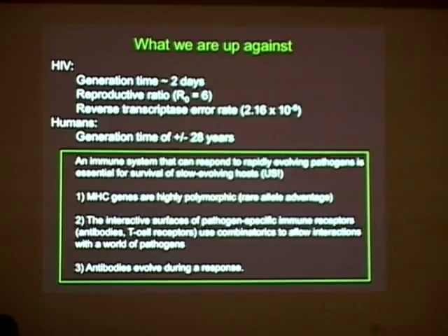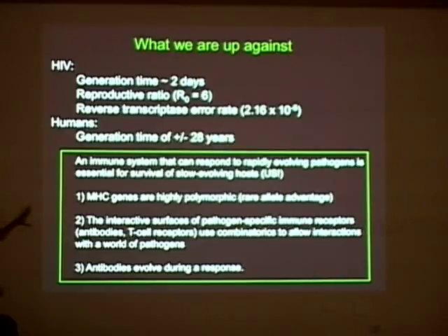So what we're up against: HIV has a generation time of 2 days, a reproductive ratio of about 6, so if one virus is going to produce 6 more live ones, and an error rate, so every time it copies itself, it makes a mistake. So it has this great pool of diverse viruses to be selected from. We've got a generation time of about 28 years, so we're a lot slower. We've got a very precise copying mechanism of our DNA, so we don't evolve so fast.